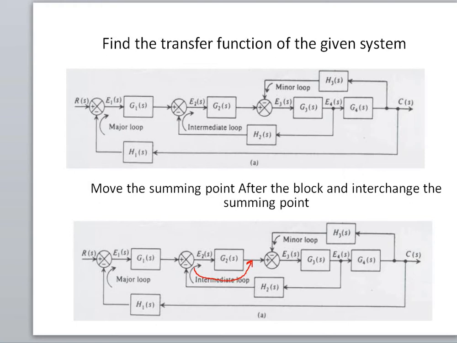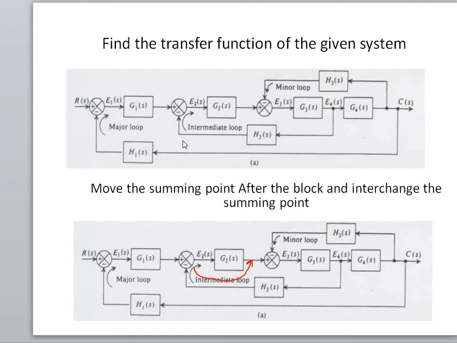So we will discuss another problem on block diagram reduction. Here you can see the question: find the transfer function of the given system. The block diagram is given here. As usual, the first step is to find whether any cascade block or parallel block is available in the block diagram. Here you can see there is no direct cascade block, parallel block, or feedback block.